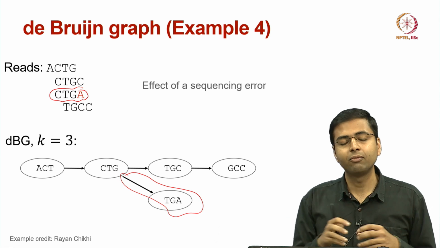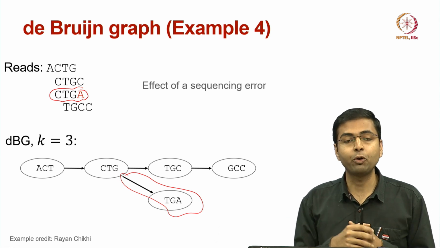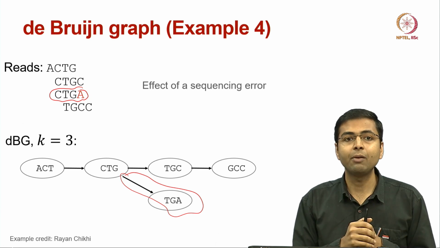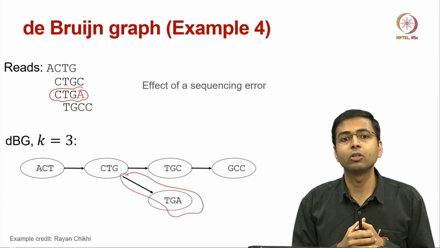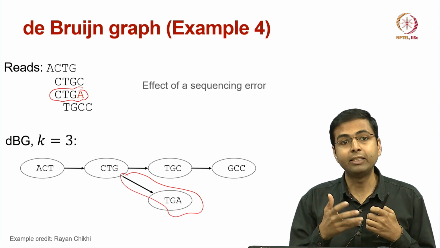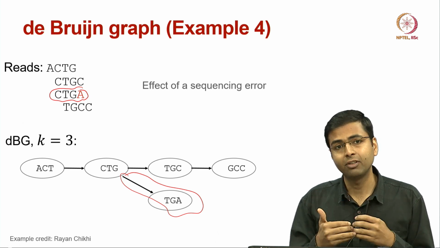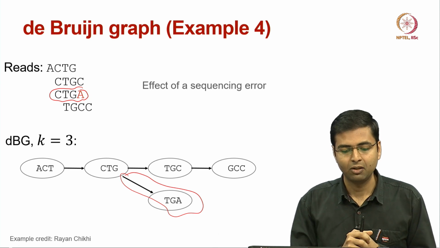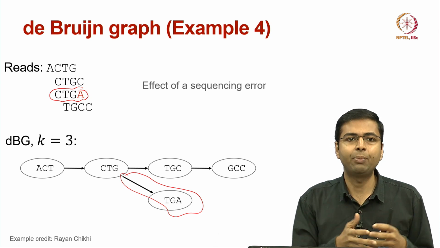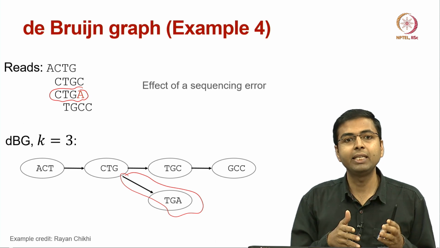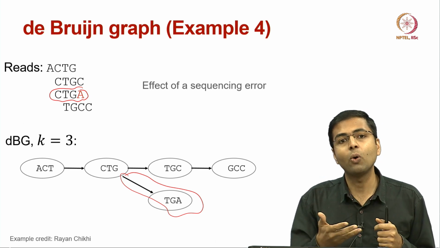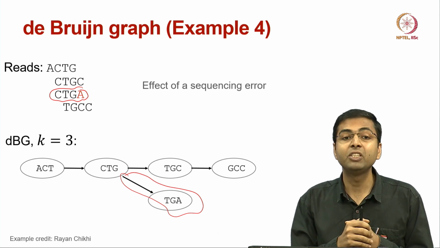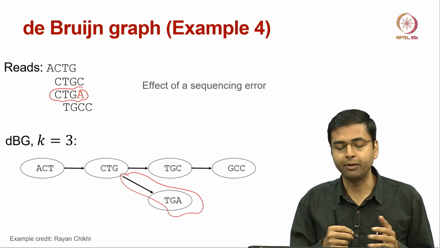Now, as you can imagine, when you have real world data sets where many sequencing errors are possible, these sequencing errors can make the graph analysis difficult, because you have many edges and many vertices in the graph which should not have been there actually. So, through this example I am conveying that sequencing errors can lead to new artificial edges and vertices in the graph, which can make the downstream analysis complicated.